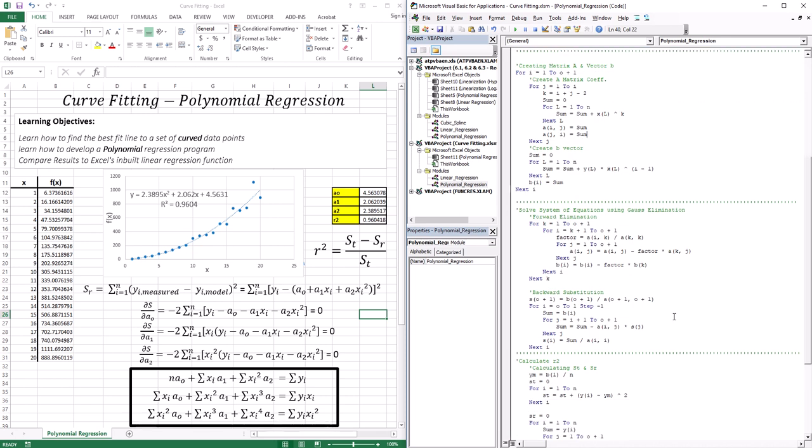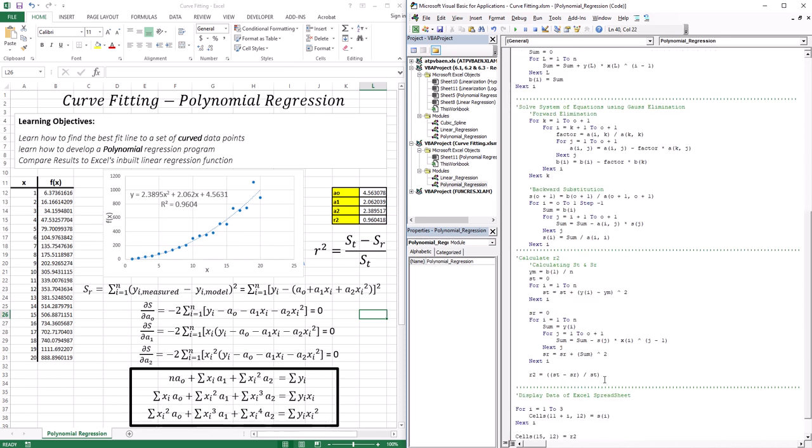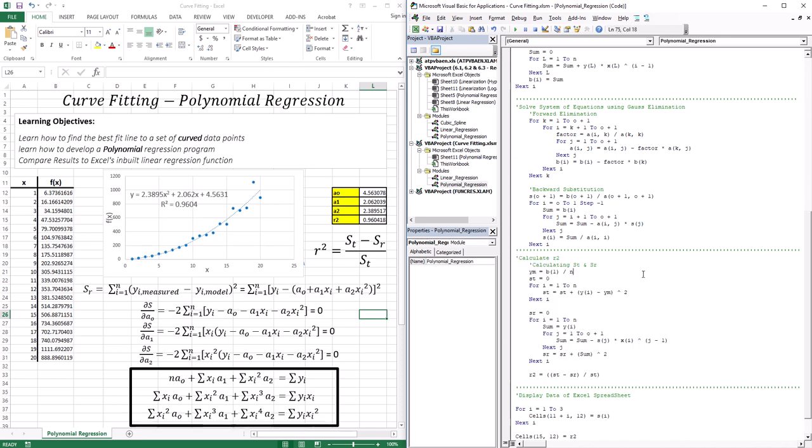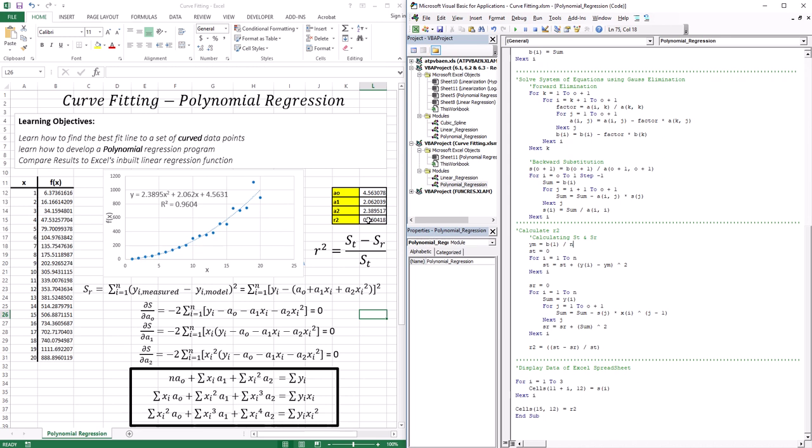At this point, you will have the best fit curve, but you also want to know the effectiveness of this curve, and you would calculate the R squared. In this case, this model was pretty good. It explained 96.04% of the behavior of the points that I had laid out here.